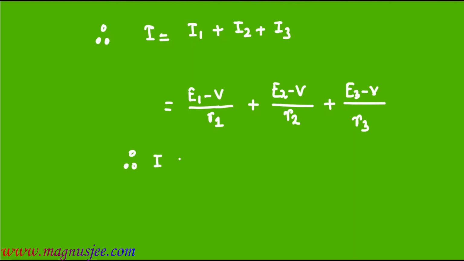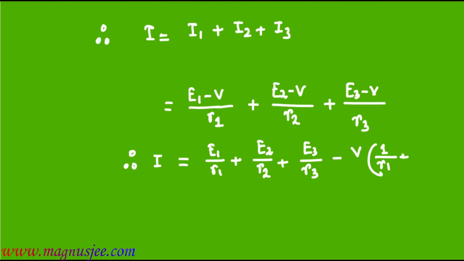Therefore, total current I equals E1 by R1 plus E2 by R2 plus E3 by R3 minus V, with V taken common under the bracket 1 by R1 plus 1 by R2 plus 1 by R3. So this is the expression of total current generated from the parallel combination of three cells. This is equation 3.